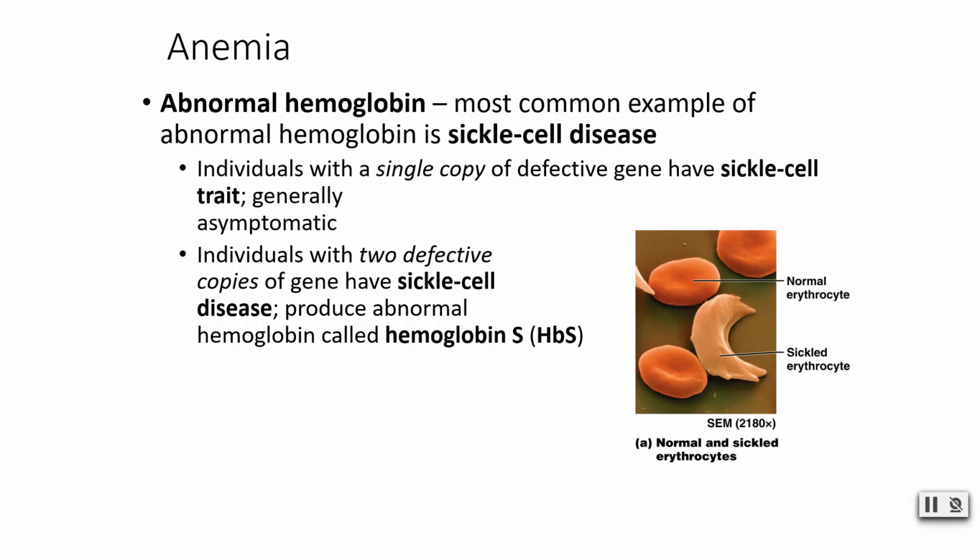If you inherit one copy of this disorder, then you would be termed a sickle cell carrier. You would have the sickle cell trait. So you would be asymptomatic. Okay? If you inherit two defective copies, then you would suffer from sickle cell anemia in your erythrocytes. Most of them would look like that.